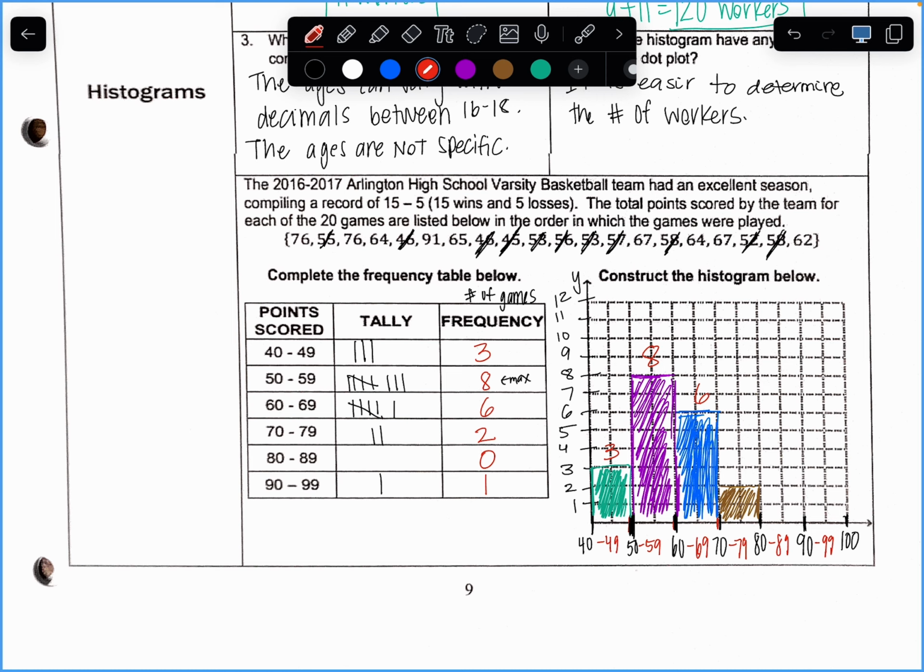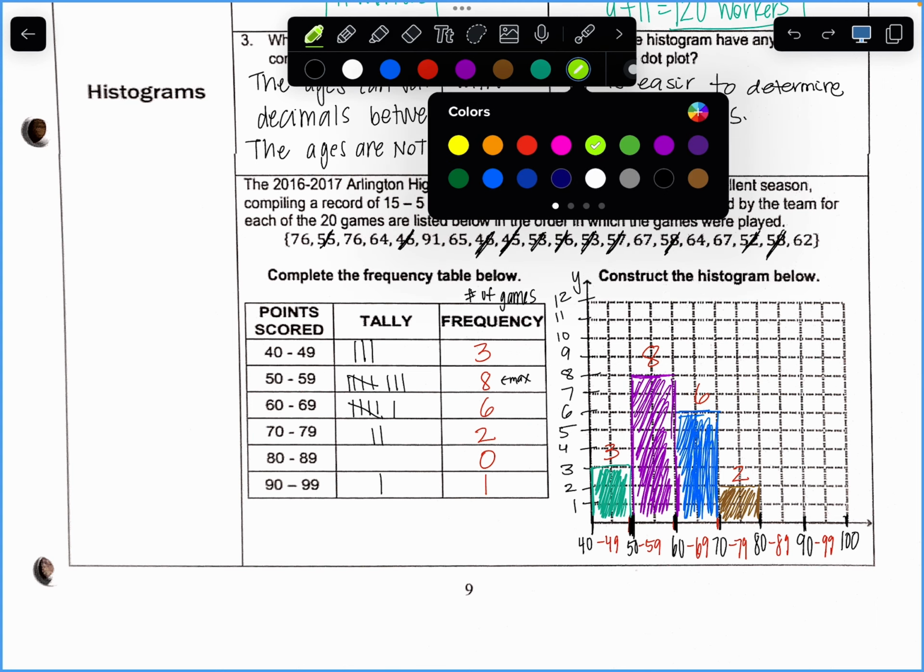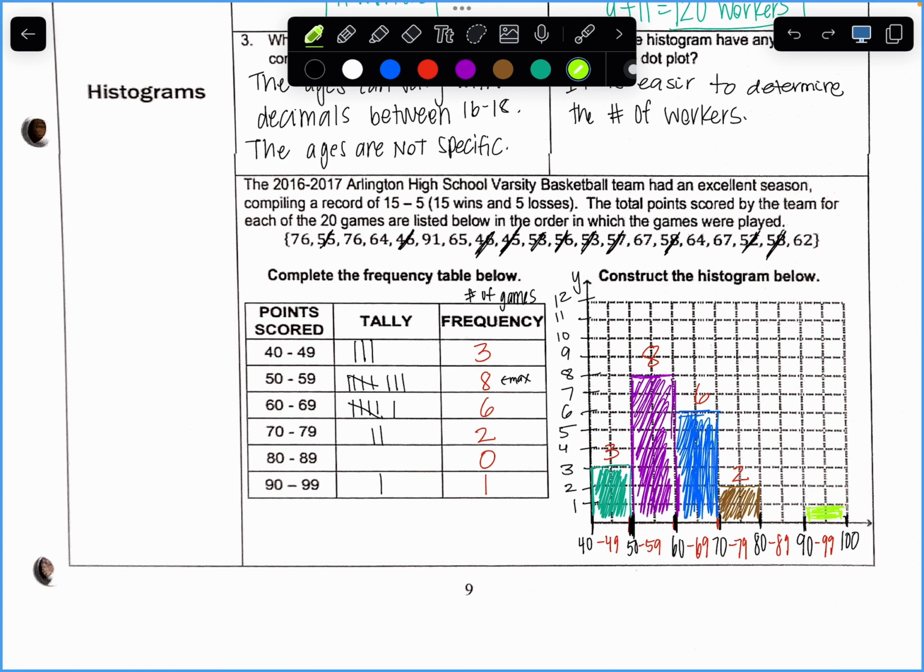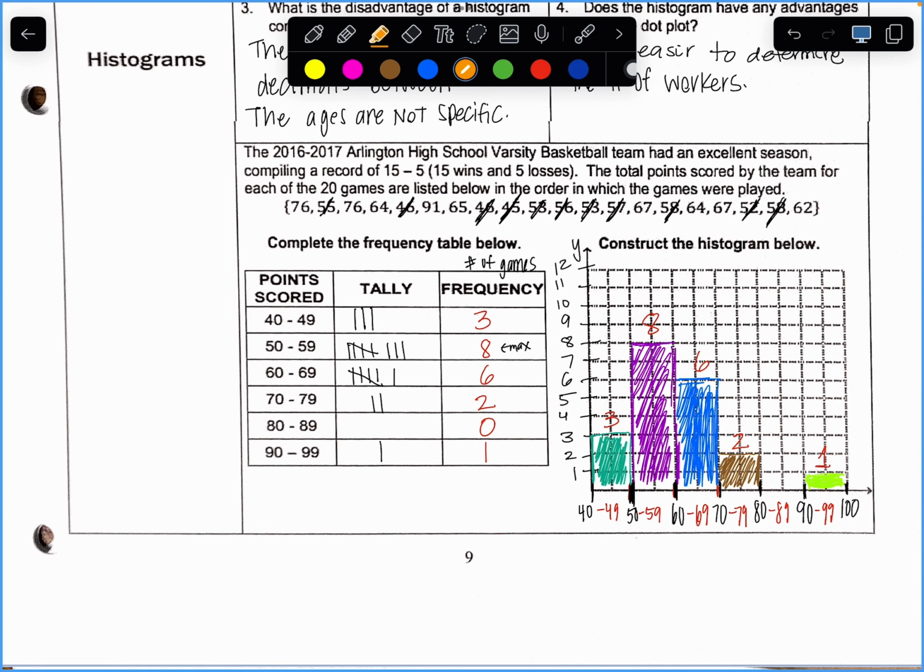Okay. And then, let's see what other color. And then 1 here. Should I highlight these? Is that what you got? Yes.